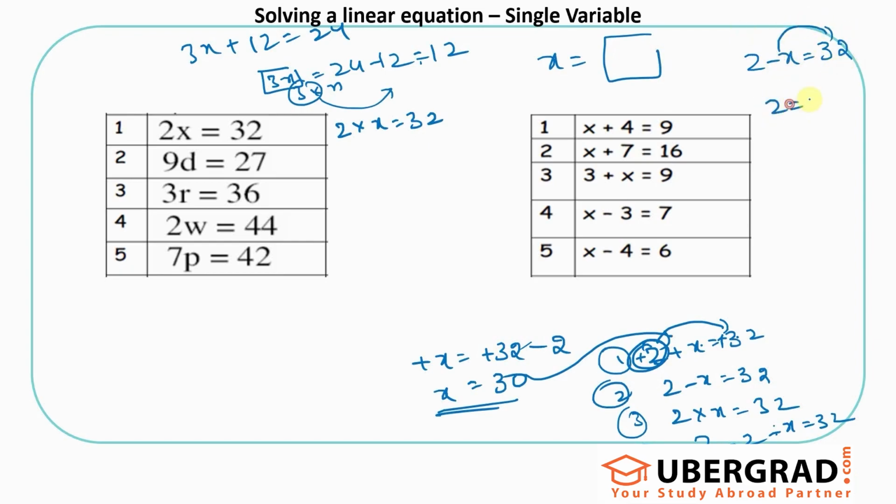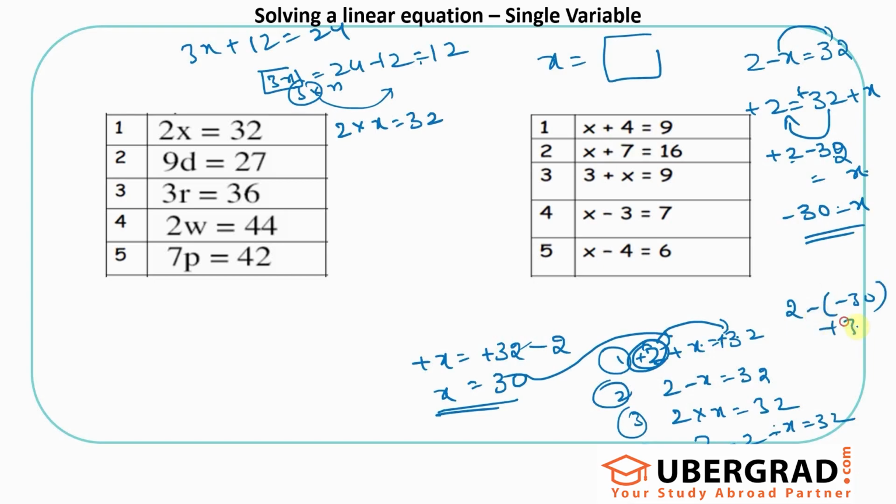So it becomes 2 is equal to 32 plus x. Otherwise I can write it as plus 2 is equal to plus 32 plus x. Let's send it to this side. That will make it plus 2 minus 32 is equal to x. 2 minus 32 is minus 30 is equal to x. That's the value for x. Again, as I said, let's put it here. I'll get 2 minus of minus 30, which is plus 30. That will give me 32. I am satisfying this. Fair enough.